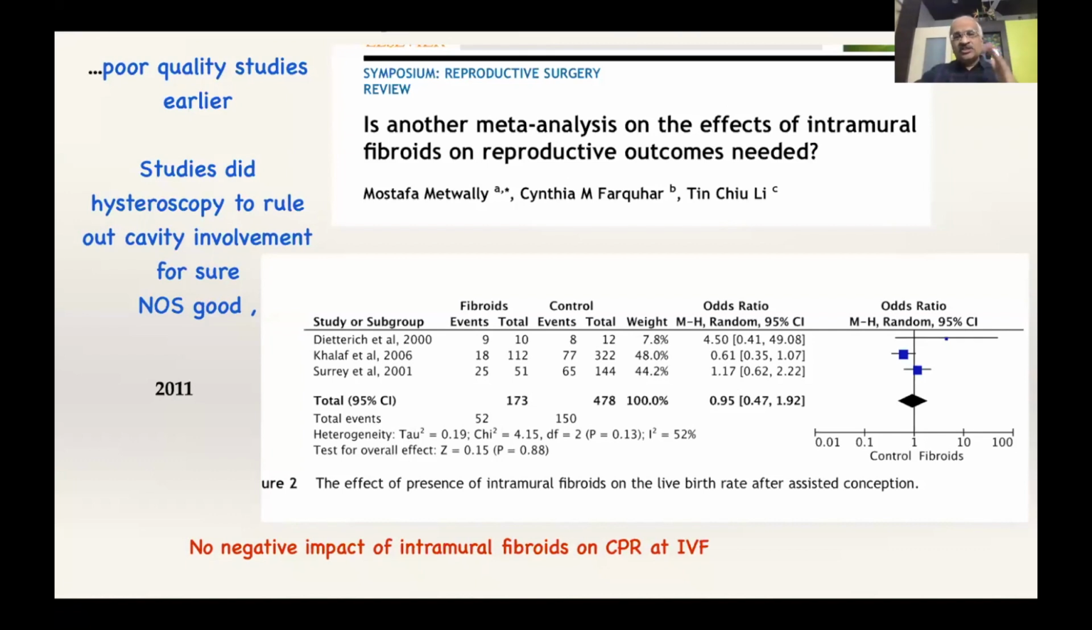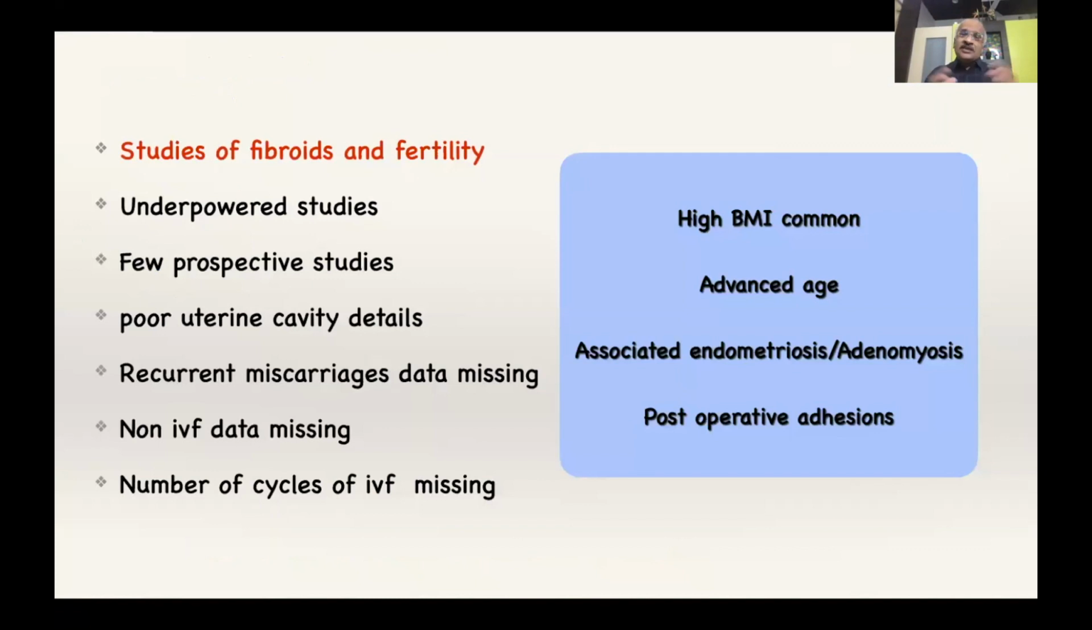So you see the turn it is taking. First it said it doesn't make a difference, then a negative impact, and in 2011, again, this reanalysis saying there is no negative impact of intramural fibroids. That's why probably the IVF people kept changing their policies and debating themselves. And why such topsy-turvy studies? Because most of them were underpowered, very few prospective studies were there, and poor uterine cavity details were given. Recurrent miscarriage data was missing. Non-IVF data, like getting pregnant from ovulation induction or IUI, was all missing. And the number of IVF cycles taken to achieve that pregnancy was not there.